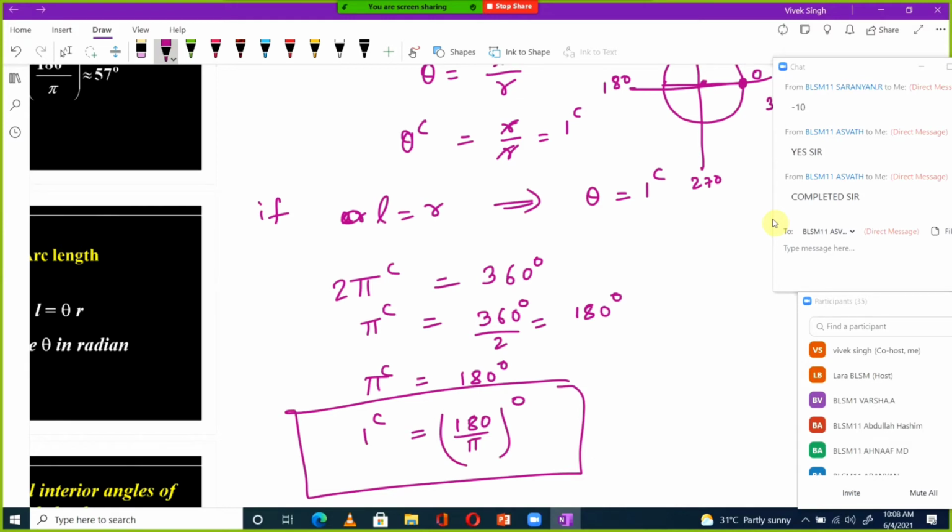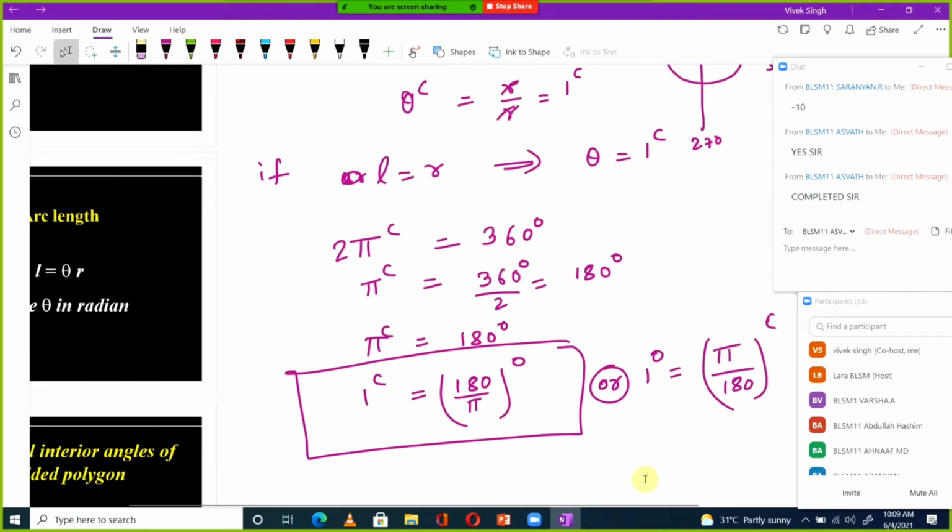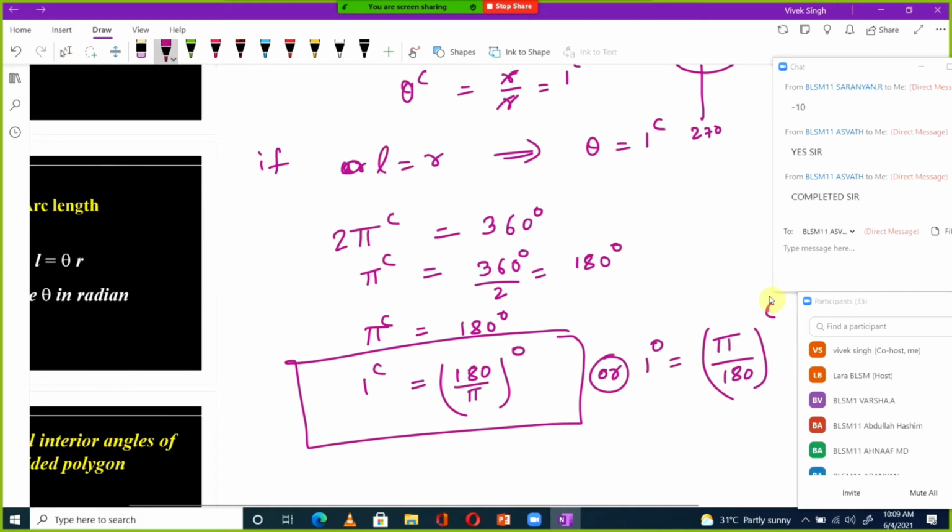So what will 1 radian be? It will be 180 by pi degree. Clear? Similarly, you can write 1 degree also. If you want to find 1 degree, what will that be? It will be pi by 180 radian. Okay, 1 degree will be pi by 180 radian.